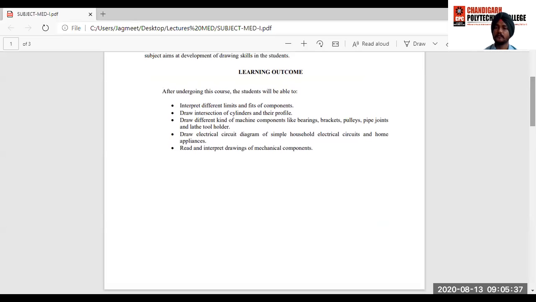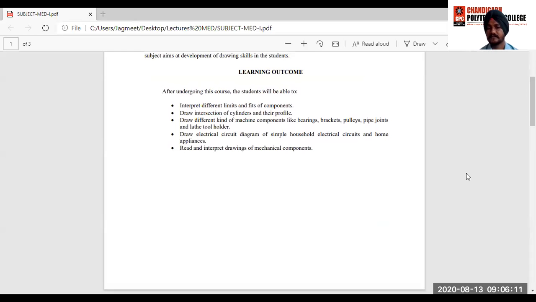Throughout the course, you will learn different limits and fits of the components, draw intersection of cylinders and their profile, what are their different cylinders, and how can we draw their front side and top view at right angle, at any other angle. Draw different kinds of machine components like bearings, brackets, pulleys, pipe joints, and lathe tool holder. We will also draw the different kinds of bearings, their front side and top view, brackets, their orthographic projection, pulleys, pipe joints, and lathe tool holders.